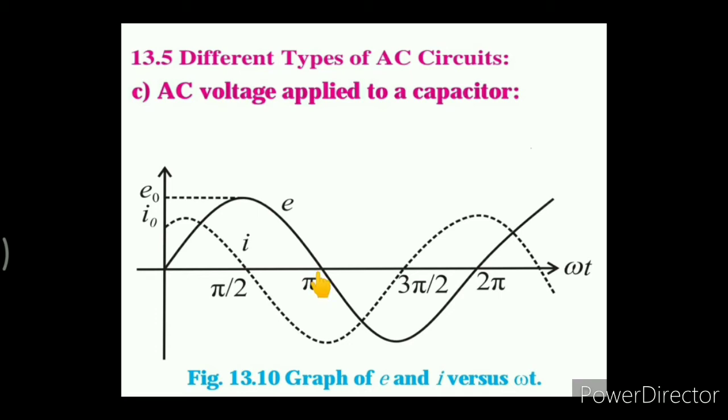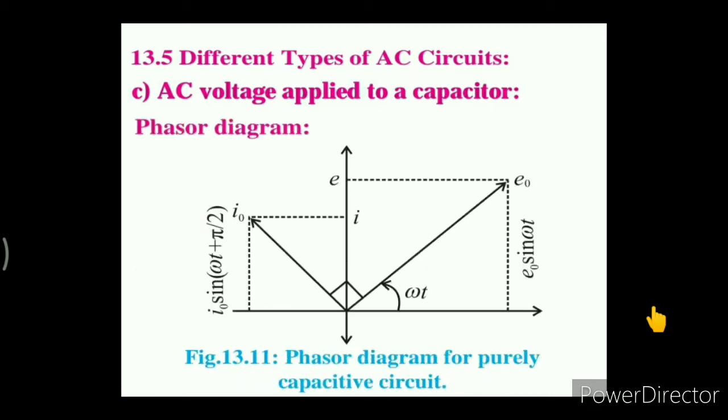So here we can say that the EMF or the voltage across the capacitor lags behind the current by the phase angle pi by 2 radian, or we can say that the current leads the EMF or voltage by pi by 2 radian, and hence the current and EMF are both sinusoidal in nature and of the same frequency. Now let's have the phasor diagram for a purely capacitive circuit.